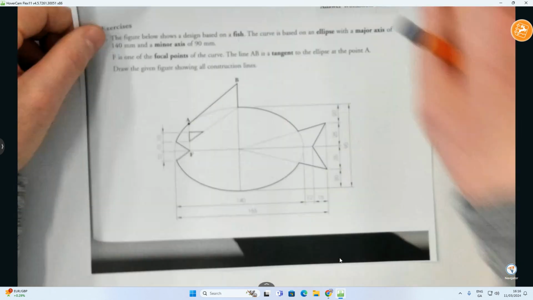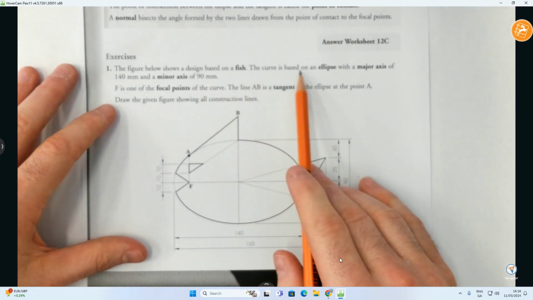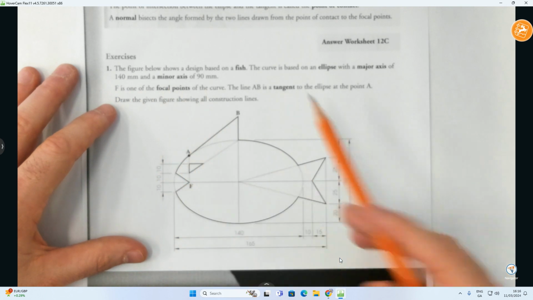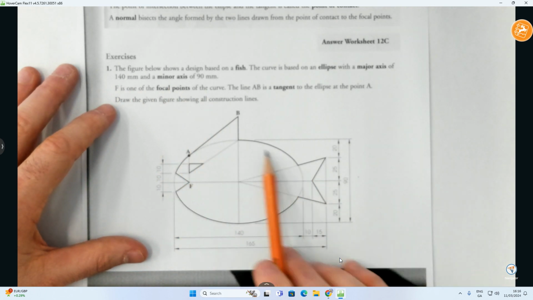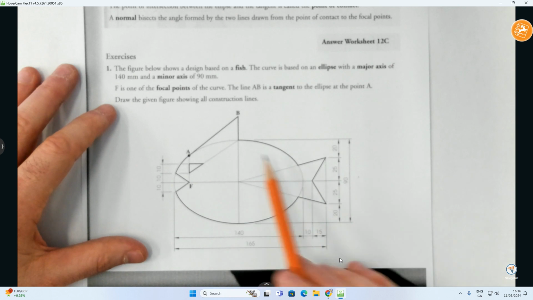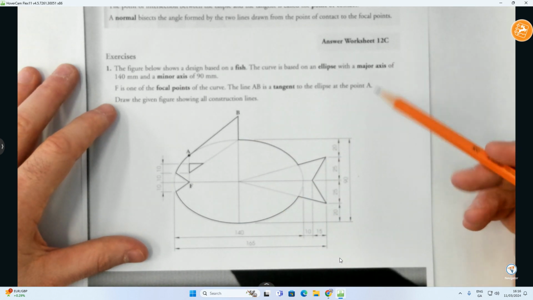So it says here, the figure below shows the design based on a fish. The curve is based on an ellipse with a major axis of 140 millimeters and a minor axis of 90. So you can see the long part of the ellipse is 140 and the short part is 90, and we're going to draw an ellipse with those measurements.